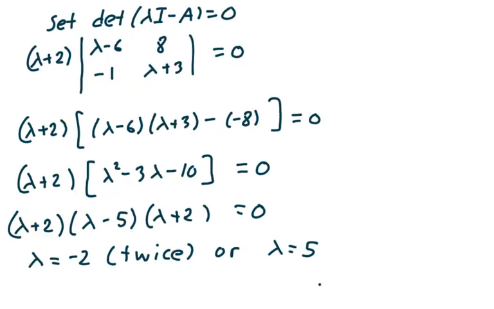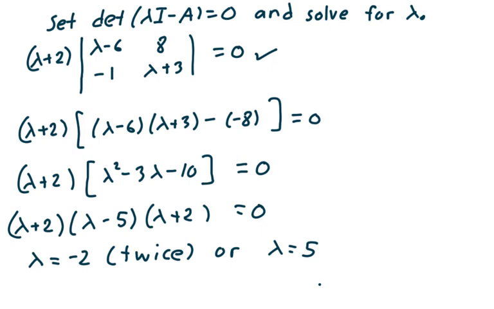Now, we're going to set the determinant of lambda I minus A equal to 0 and solve for lambda. So this will give me the eigenvalues of A. So lambda plus 2 times the determinant of lambda minus 6, 8, negative 1, lambda plus 3 equals 0. So lambda plus 2 times the quantity lambda minus 6 times lambda plus 3 minus a negative 8 equals 0.